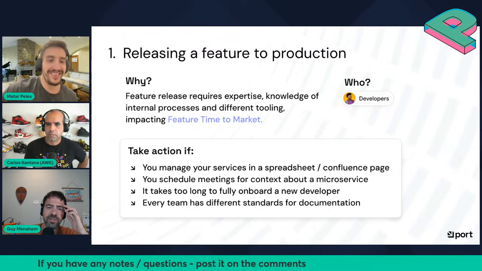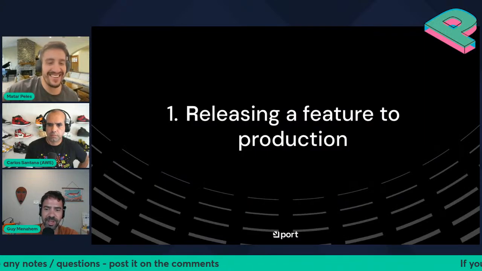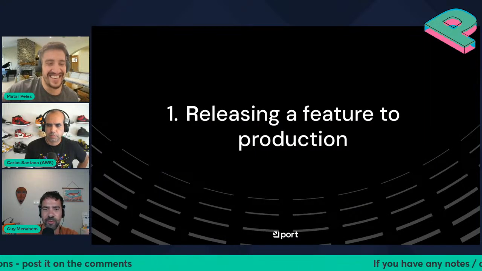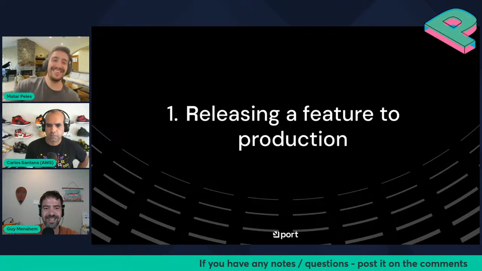Maybe before we jump in, you can explain a little bit what are the top 5? Like, how do you get this data? How do you come up with this list? That's a good point, actually.